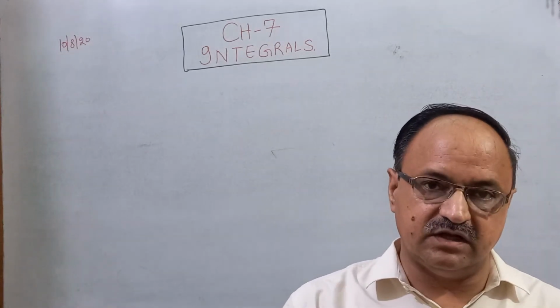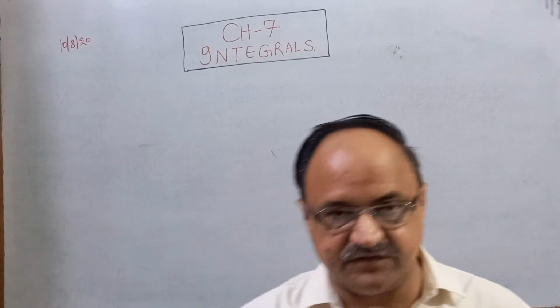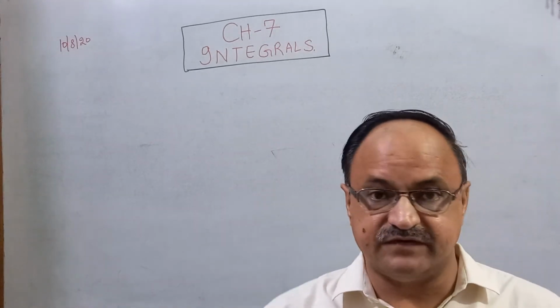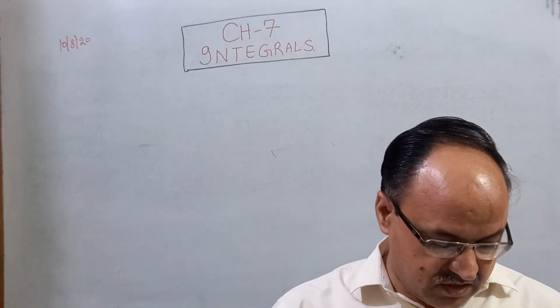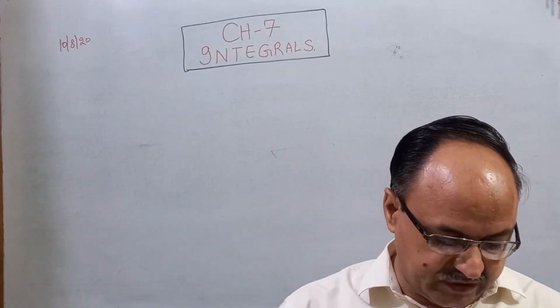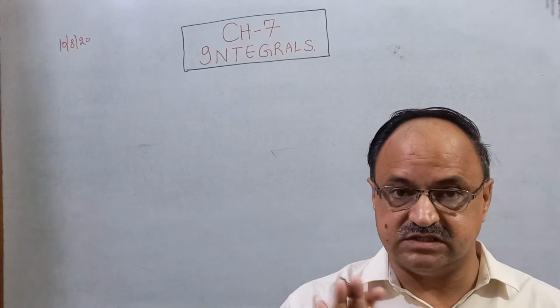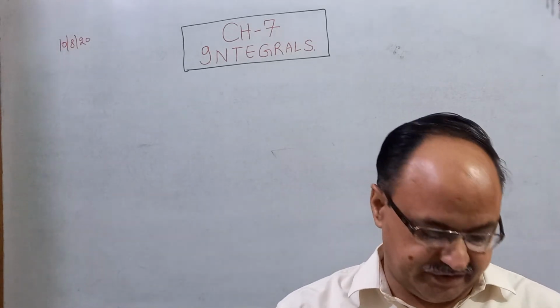In the earlier exercise, chapter 5, you solved many questions: find the differentiation of the function at a particular point. But we now speak of an integration. We can now speak of an integration at a point. Clear?